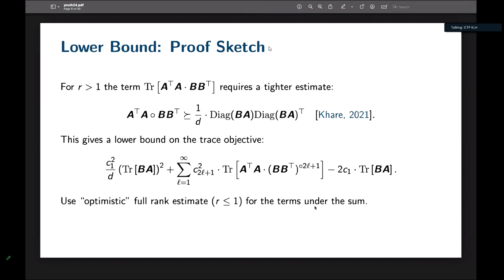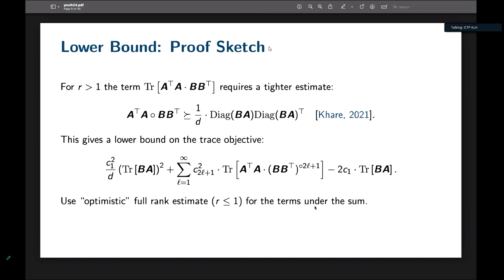Now, for the case of rate higher than one, the matrix BB transpose is no longer full rank, so the estimate for rate smaller than one will no longer work, and we need to use something a bit tighter. Luckily for us, there was this paper which provided a very nice low rank bound on the Hadamard product of PSD matrices. It's written here. So now basically the idea is that all the terms in the Taylor expansion of F which have power three or higher behave like identity. So we can assume that they are full rank and treat them basically as they were treated previously for the rate smaller or equal to one case.